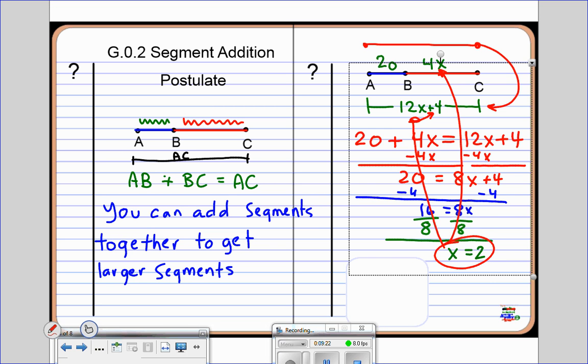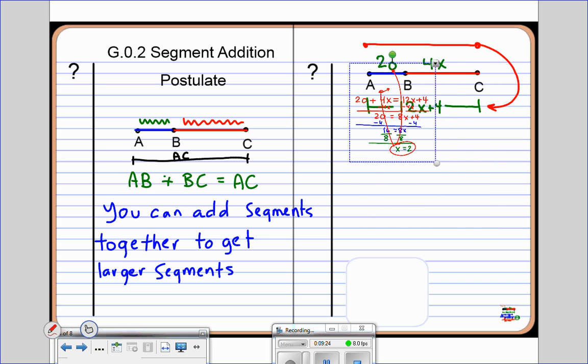Now, I'm just going to shrink down my notes here to get some spacing for the next problem.